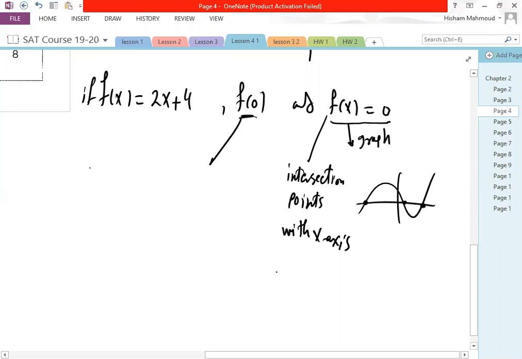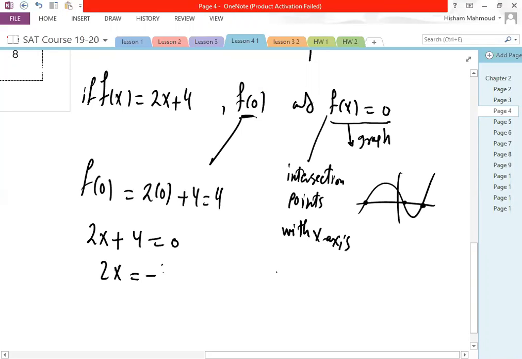f of 0 means I'm going to plug x with 0, so it's 2 times 0 plus 4, which is equal 4. But f of x equals 0 means that you are going to write 2x plus 4 equal 0. So 2x is equal negative 4. So x is equal to negative 2.